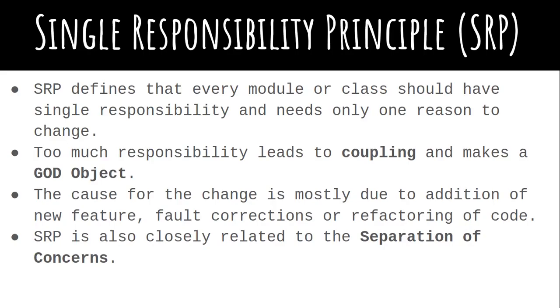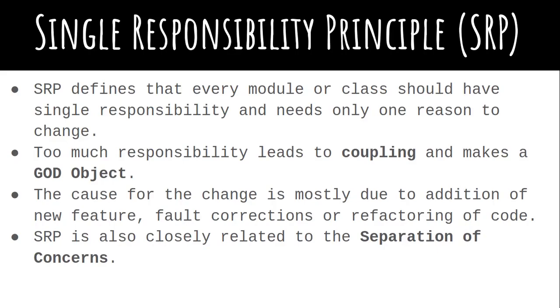Jumping to the third point, the cause for the change is mostly due to the addition of new features, fault corrections or refactoring of the code. So this clearly defines what it means. Jumping on to the fourth point, SRP is closely related to separation of concerns. So what does separation of concerns mean? It means the separation of code depending on less closely related functionality and grouping up the features serving the same purpose. I hope you understand it.